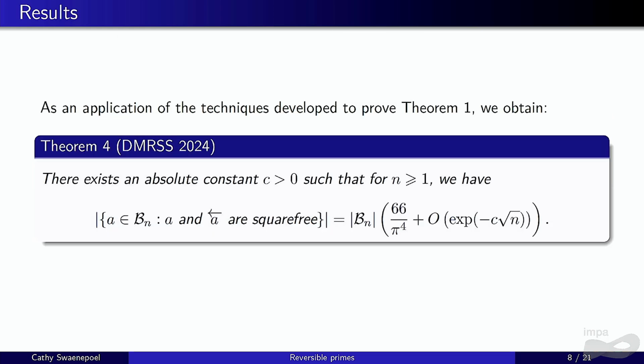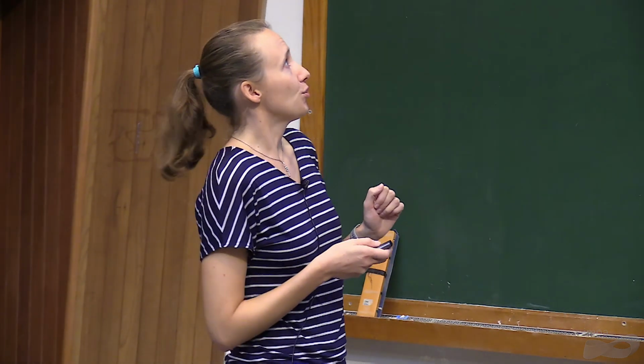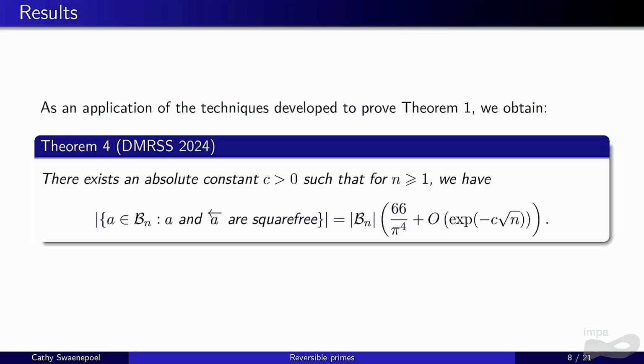Also, as an application of the techniques that we developed to prove the first theorem, we obtain this asymptotic formula for the number of integers a in Bn such that both a and its reverse are square-free numbers. So we obtain the cardinality of the set Bn times this constant. The probability that an integer is square-free is about 6 over pi squared. So at first sight, we would expect a constant which is 36 over pi to the 4. We don't get 36, we get 66.